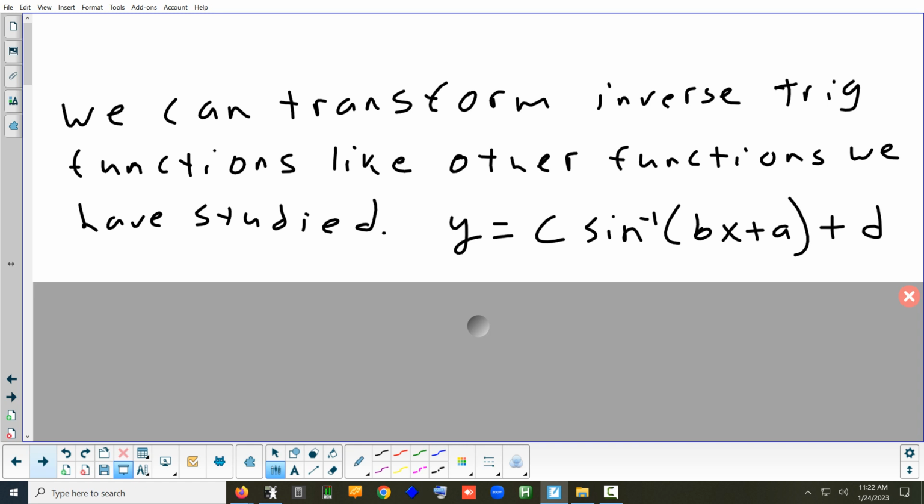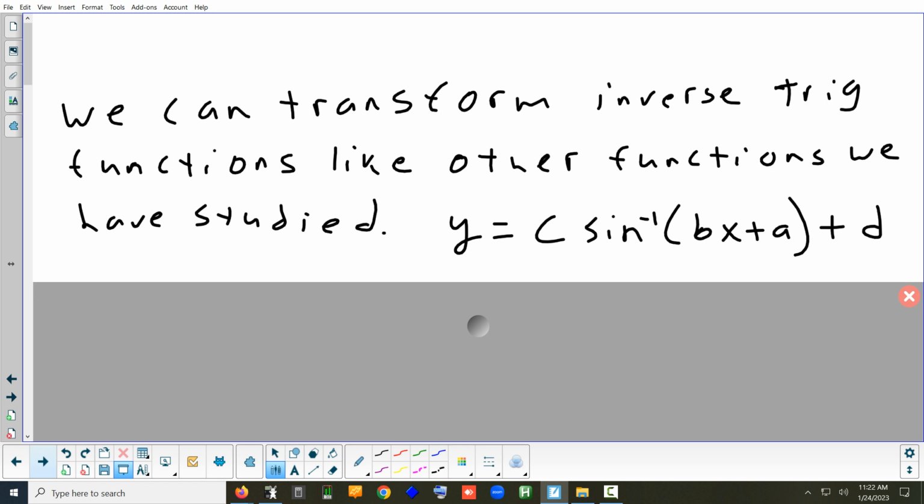Right, so transformations of inverse trig functions work exactly the same as every function we've done all year. I'm not going to write everything down, but I will go through it. That could be an inverse sine, inverse cosine, or inverse tangent. It could be any one. What does A do? That's your horizontal shift. And plus would move it to the left and minus to the right.